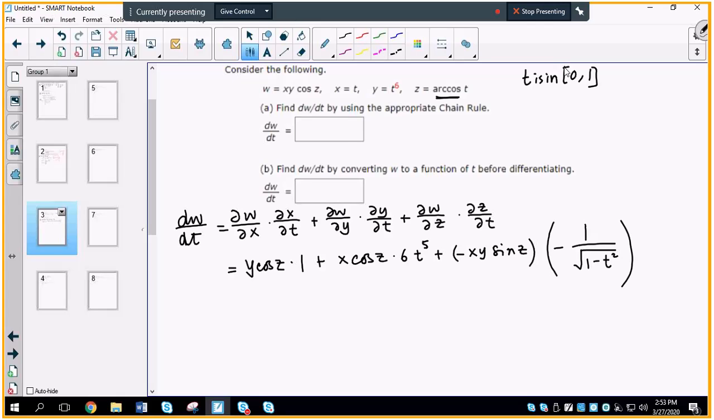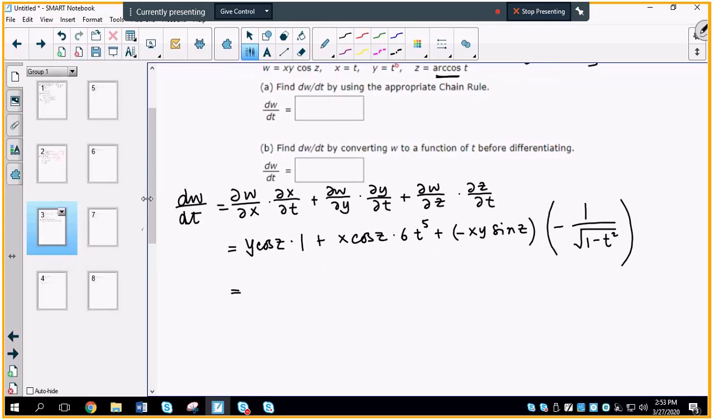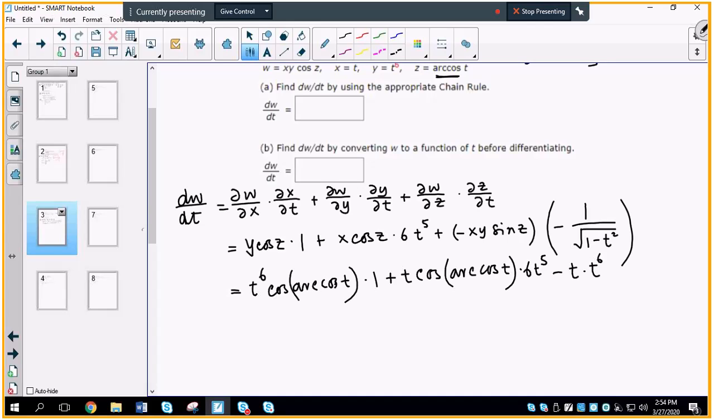So what do I get? One thing that I have to remember, I have to change everything in terms of t. So y was t to the power 6. So I'll say t to the power 6 times cosine of arc cosine of t, that's your cosine z, times 1, plus x is t, again you have cosine of arc cosine of t times 6 t to the power 5. Then you have minus xy, x is t, y is t to the power 6, and I have sine of z. So what is sine of z?